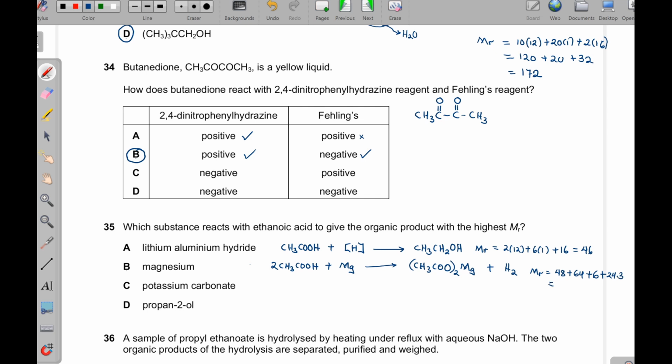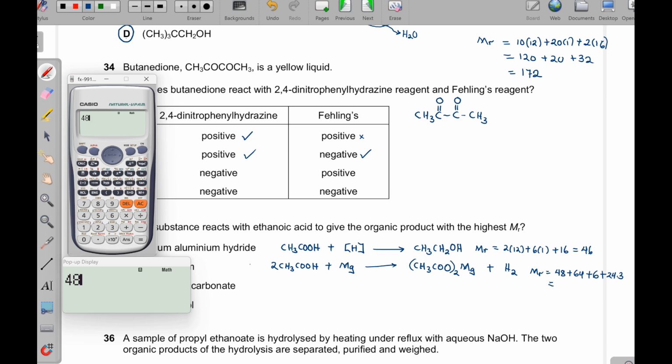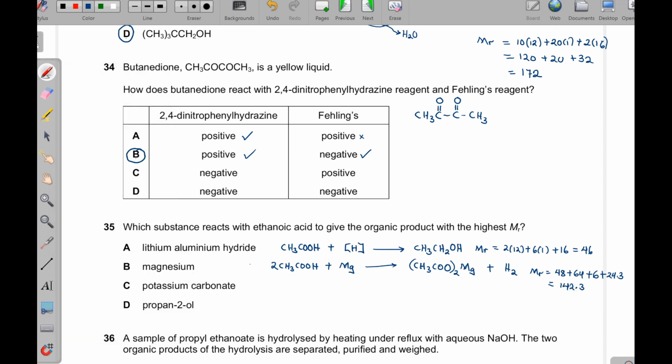That means in total, this one has what? 48, then plus 64, plus 6, then plus 24.3. This one is 142.3. How about potassium carbonate? So when I have CH3COOH, then plus the potassium carbonate, this one will give you a salt, that is CH3COOK. You see? Then plus carbon dioxide plus water.